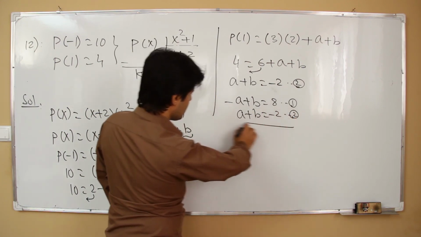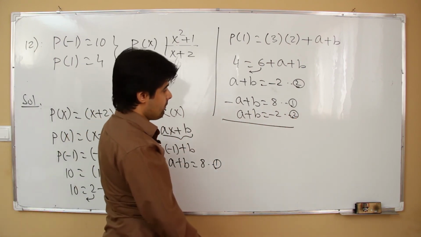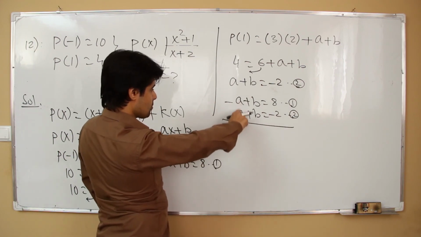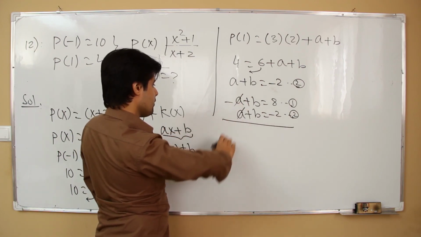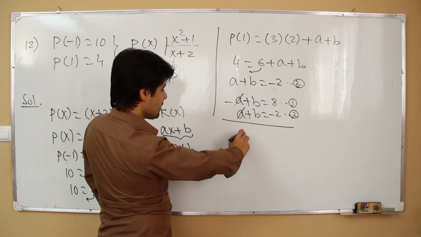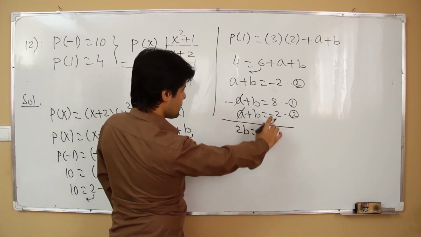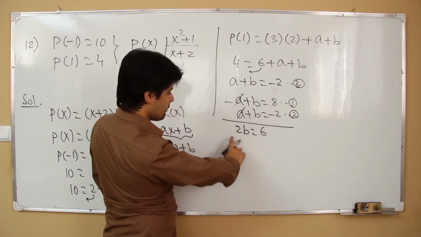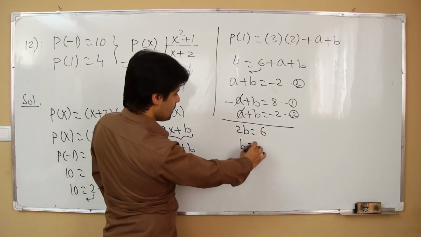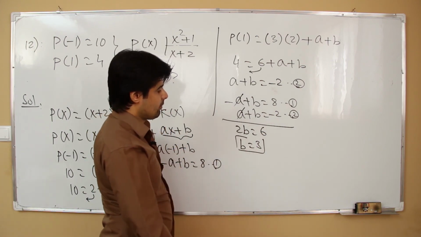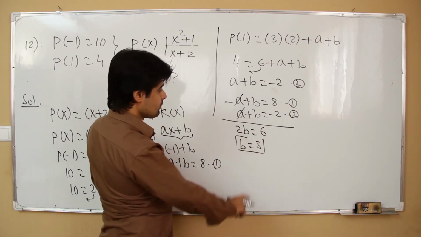Try to find the a and b value. So if you want to sum these two, a with this a is cancelled. b plus b is 2b. 8 minus 2, it is 6. Divide both sides by 2. b would be 3.